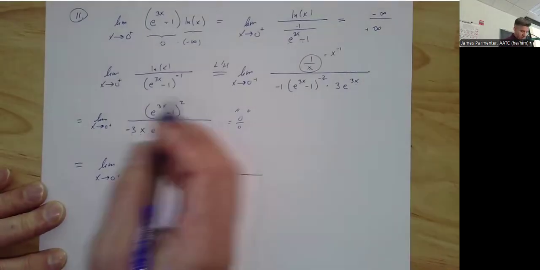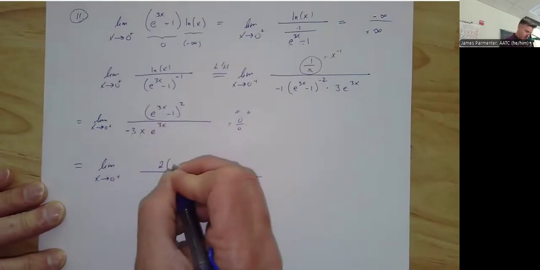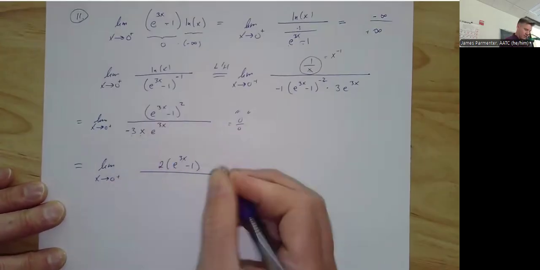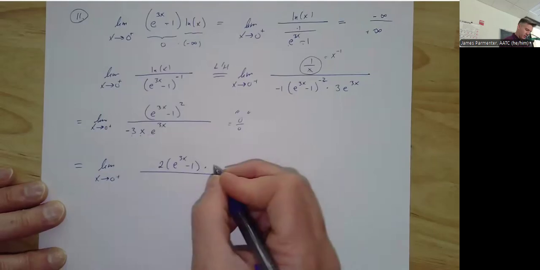So derivative of the top part, 2 times our (e to the 3x minus 1) times the derivative of the inside, which is 3 e to the 3x.